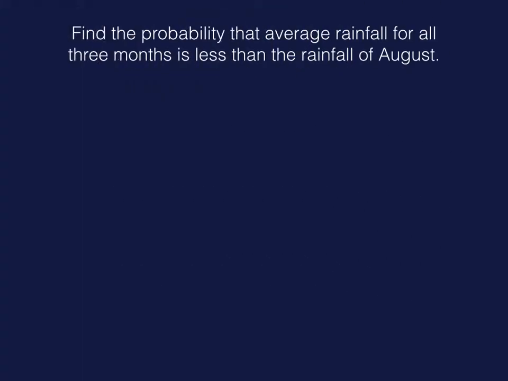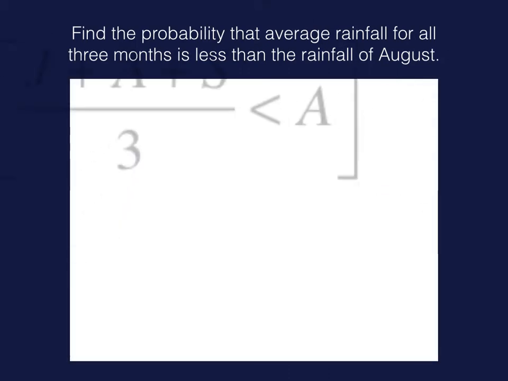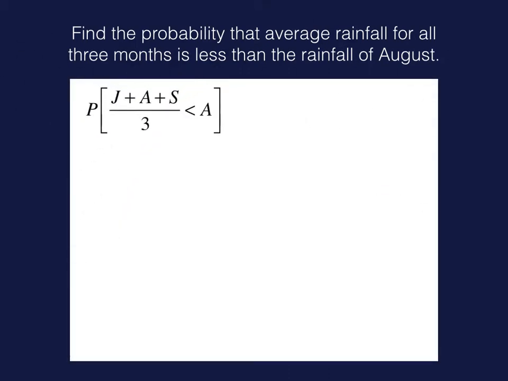Okay, one more question about rainfall. This one's pretty messy looking at the beginning, but just stick with it. I want the probability that the rainfall for all 3 months, the average of all 3 months, is less than the rainfall of August. So that's this statement: the average is less than August. And again, it's no good to have variables on both sides, so I'm going to move the A over.